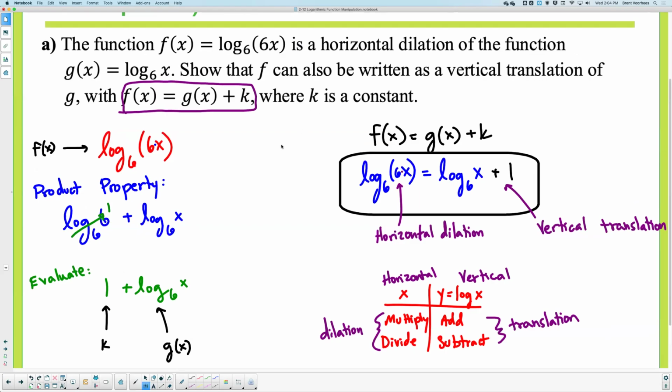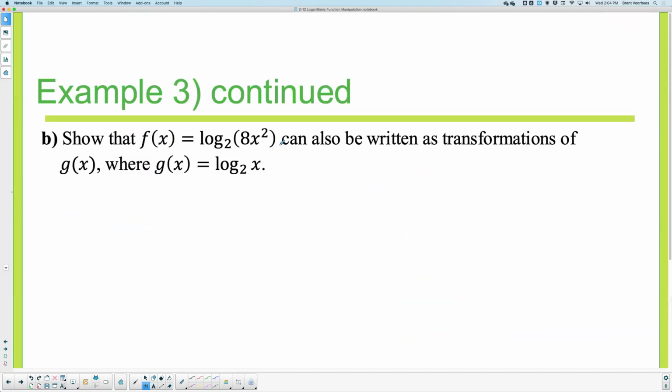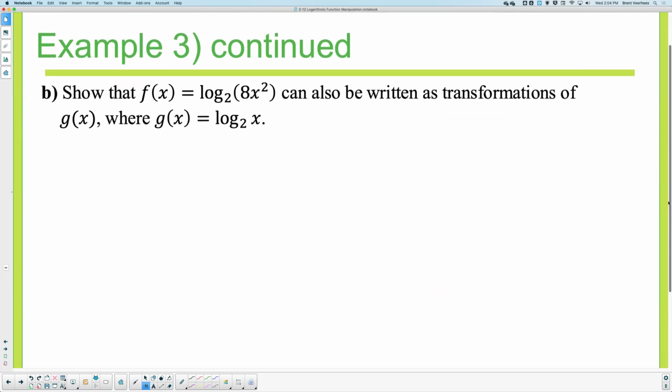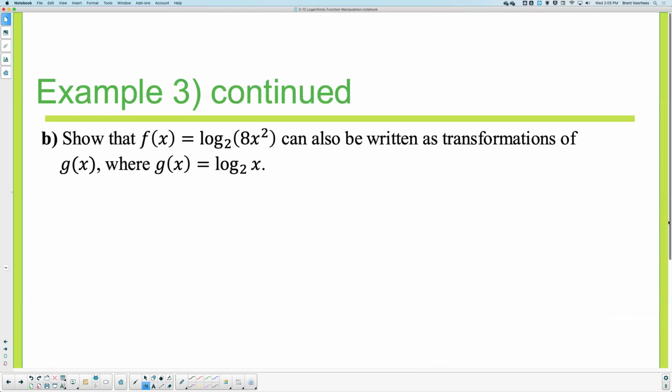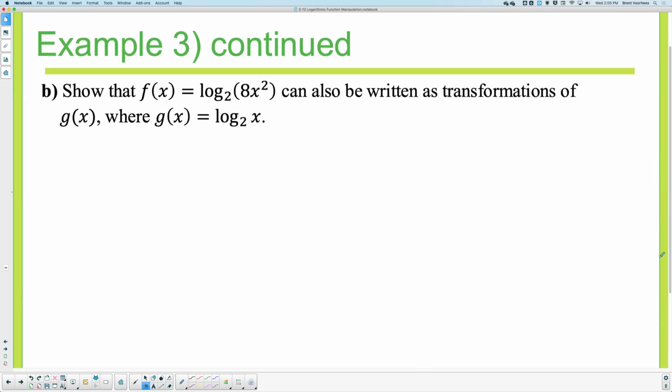Because that's kind of weird, I'm going to do another one. I'm not just going to do one this time. I'll let you see it a second time. This one says, show that f of x equals log base 2 of 8x squared can also be written as transformations of g of x, where g of x equals log base 2 of x. If it were a true question, they would have some type of equation like that, so I'm going to add it right here. Let's add this to your instructions.